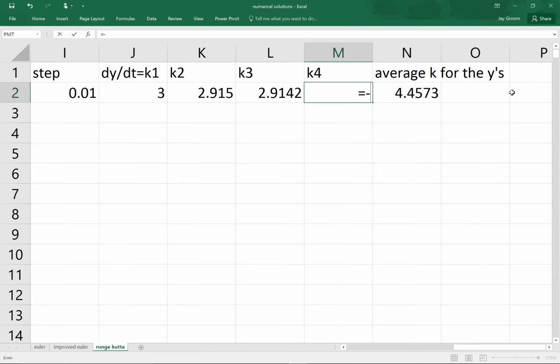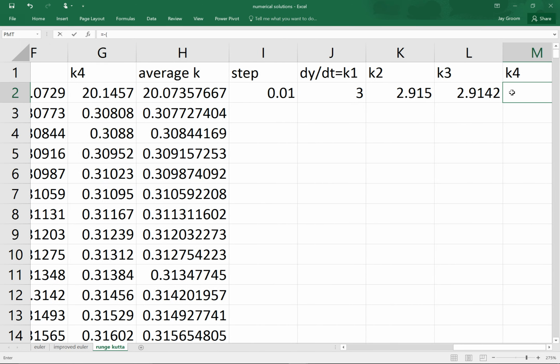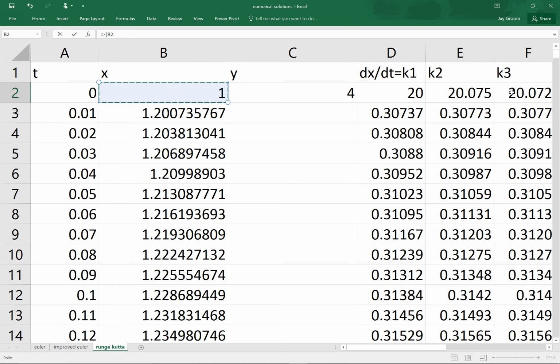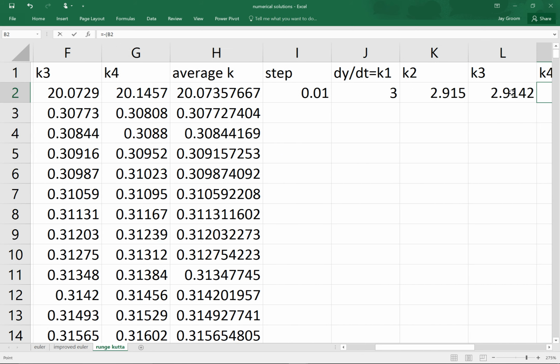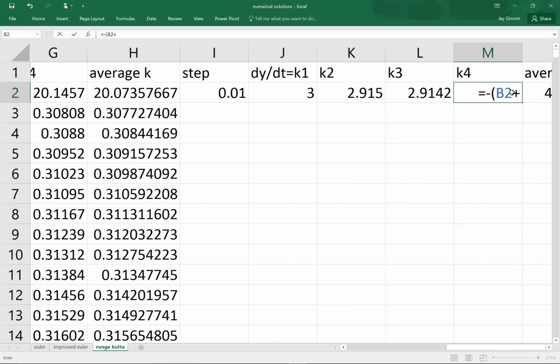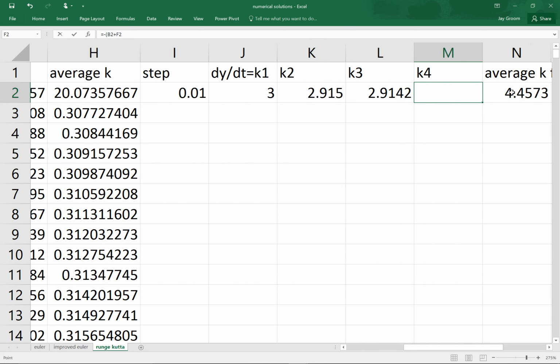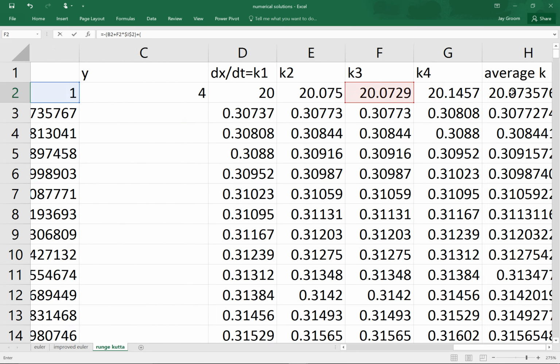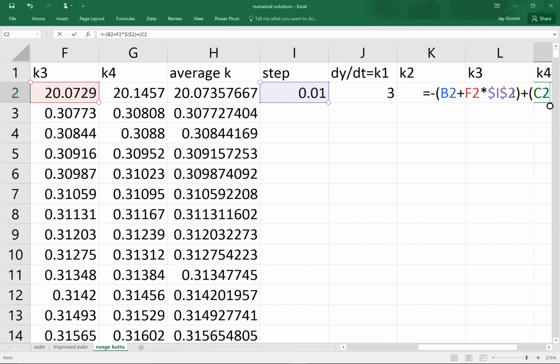It's obviously going to be equals negative x. But what is my x going to be? Well, it's going to be my new x, plus the delta x, which is k3, times the full step this time. Plus my y, which is my old y.